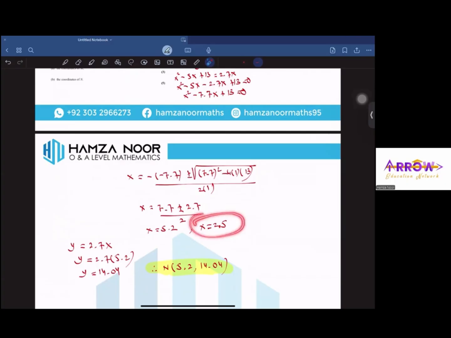Okay, this was point M. x equal to 2.5 is the x coordinate of point M. So for part B, we are interested in the other point. And then I substituted this x equal to 5.2 in the equation of the line L, and I was able to find the coordinates of N.